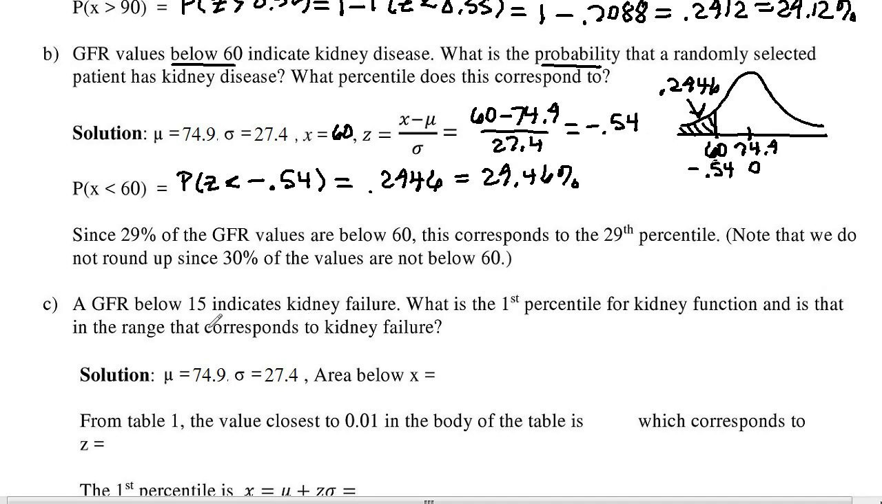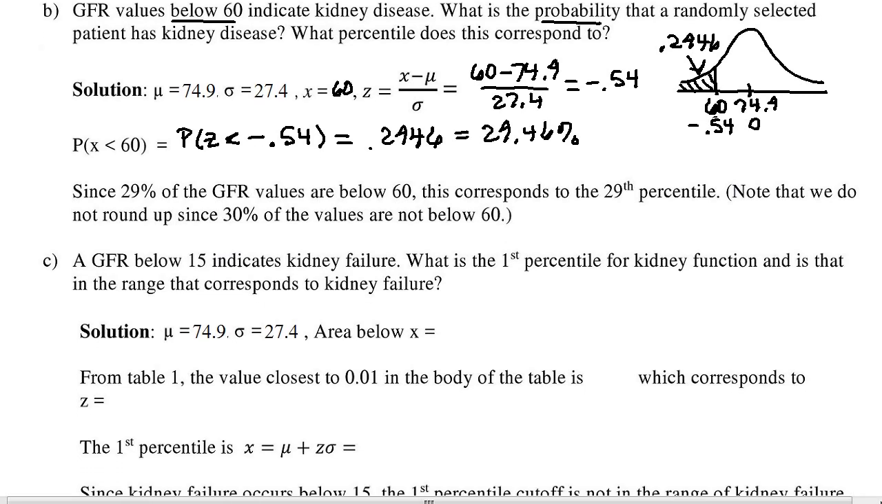And then part C, now they're saying here, if you've got a GFR below 15, that actually indicates kidney failure. And then they ask us, what is the first percentile for kidney function? And is that in the range that corresponds to kidney failure? So in other words, is the first percentile below 15?